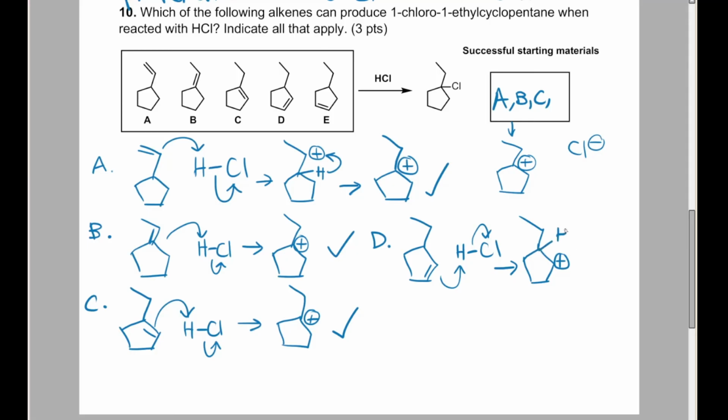And there is a hydrogen that's not shown because it's a carbon skeleton structure, but it's there, and it's going to shift over here, and we're going to get something like this, which matches with the goal carbocation that is going to be successful in making this product that we want. So yes, D is also a successful starting material. I'm going to make all of this smaller again, and we'll look at the last one.